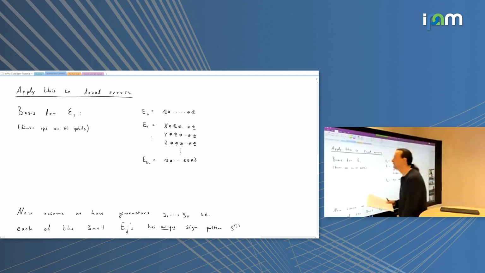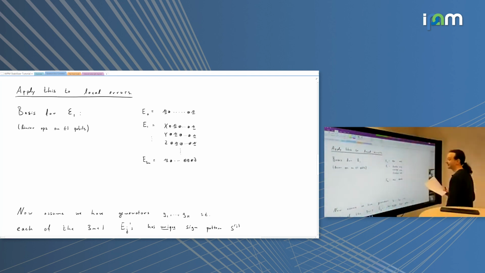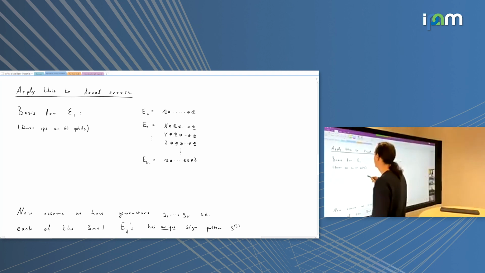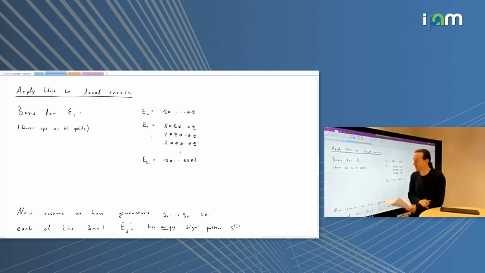So now I will do this for the easiest case of a distance equal to 1, and then you already get the basic idea here. So I now write out a basis for the vector space E1, which you remember is the vector space of linear operators that act non-trivially on 0 or 1 qubit. And here is the linear basis of it.